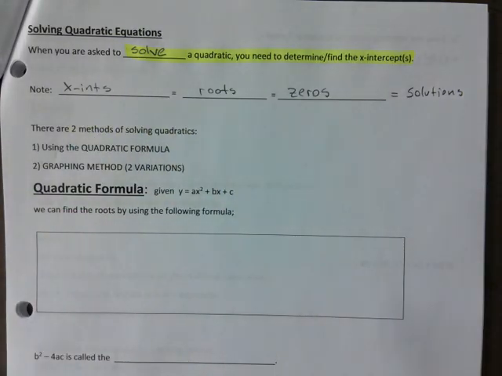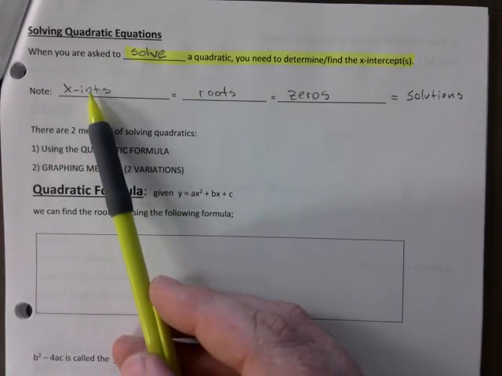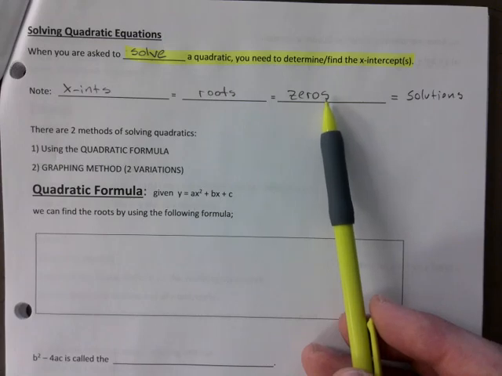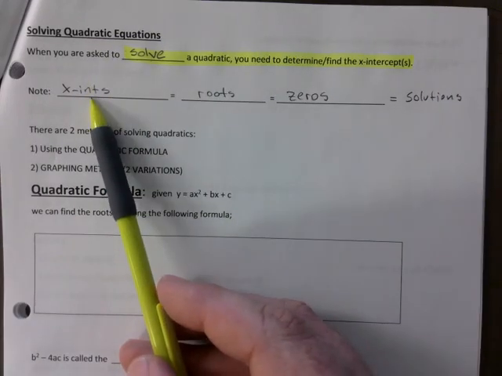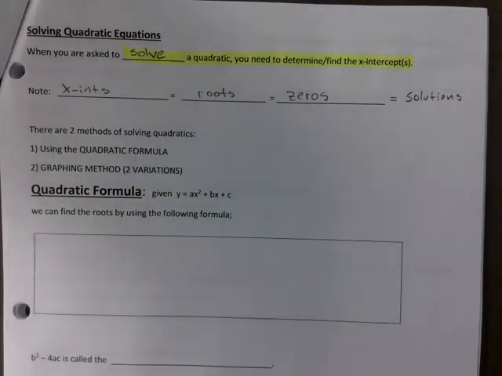So if I ask you how many roots are there, it's asking for the number of x-intercepts. If I ask you to, hey, find the zeros, I'm asking you to find the x-intercepts. How many solutions, right? Find the x-intercepts. So that's what it is.